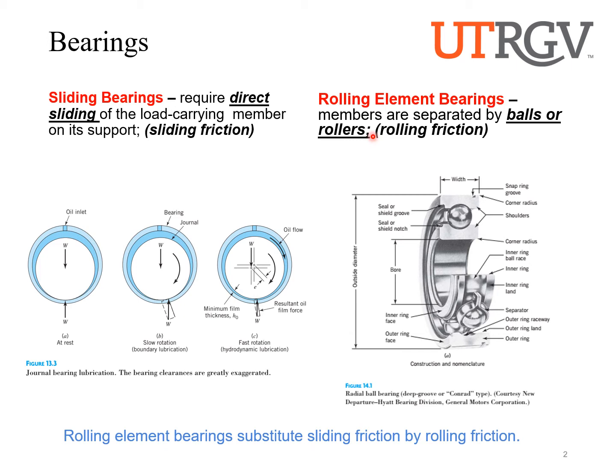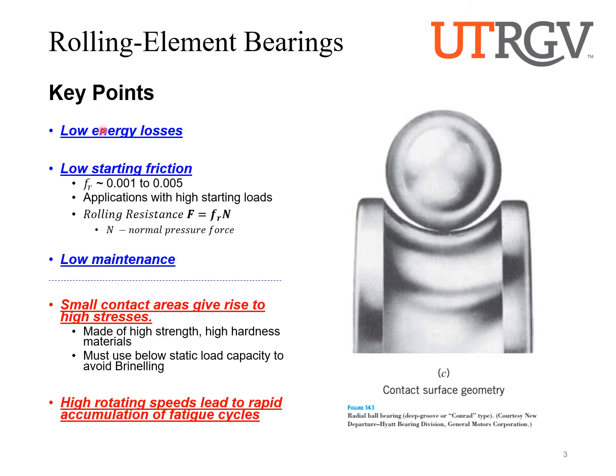And so here what you're doing is that in the rolling element bearing, you're substituting the sliding friction from the sliding bearing by a rolling friction. And this can have some advantages and disadvantages over the sliding bearing. Now, rolling element bearings are going to come with low energy losses. They're going to have low starting friction when compared to the sliding bearings. We have here the coefficient of rolling friction to be between 0.001 to 0.005. So these bearings are going to be good for applications that have high starting loads.